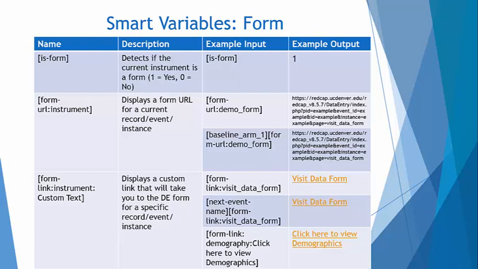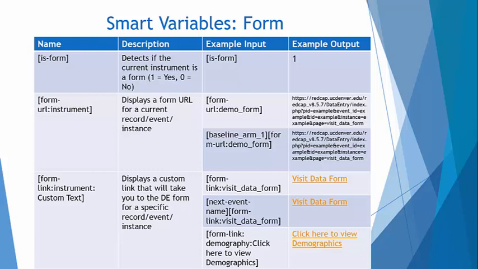The second smart variable for forms is the form URL. This will display the form URL for the current record, event, and instance. So it'll take you to, specifically, for that person, in that event or instance, or both, the data entry form that you specify. Note in this one that you have the smart variable name, form URL, the colon, and then you have to put the instrument name. This is the official REDCap instrument name, like you would see in the data dictionary, or like you see in the URL. You can also combine this with event names in longitudinal projects to pull specifically for that event.